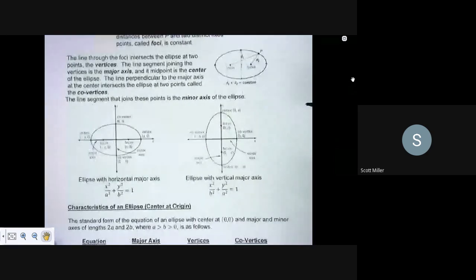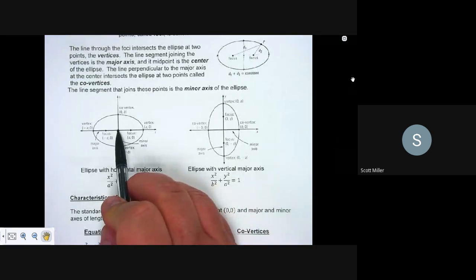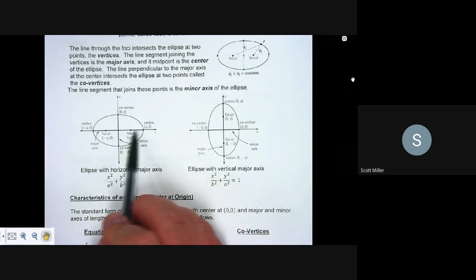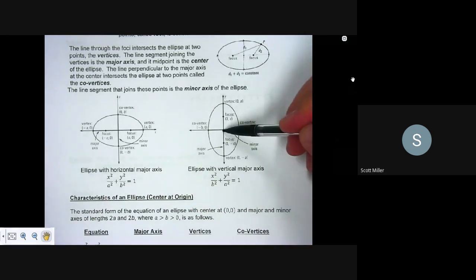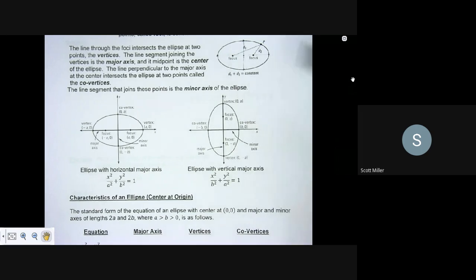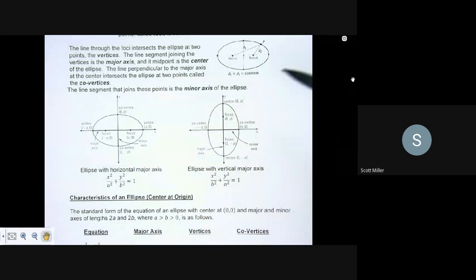So how can I tell? Well, let's look at this. Here are some ellipses centered at the origin. You'll notice that the major axis, the vertex over here is at A. If I look at it this way, here's the center, and the vertex is up here because the major axis goes this way, and the vertex is at A on the y-axis. What this means is that A is the longer number, the bigger number.